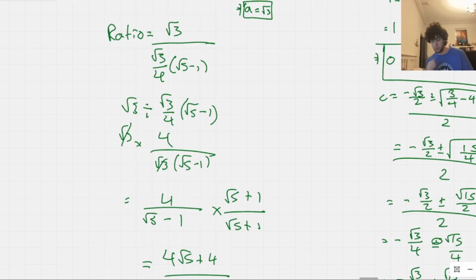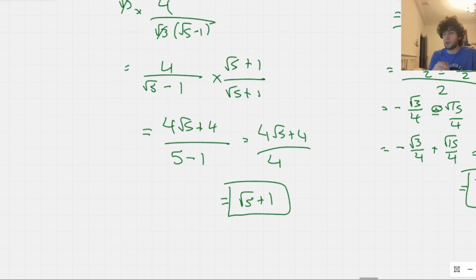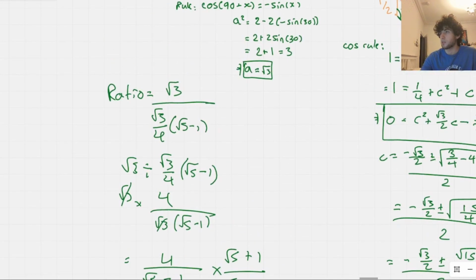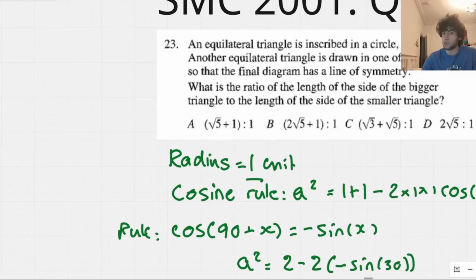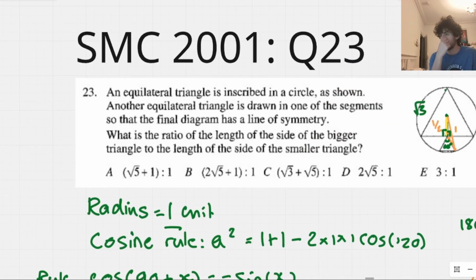Okay, because you get a squared minus b squared. So that just gives us 4 root 5 plus 4 divided by 4, which gives us root 5 plus 1. So the ratio of the two sides is root 5 plus 1. And if you look at your options, you will see that that corresponds to option A. Okay, because that means that effectively we did the bigger divided by the smaller.